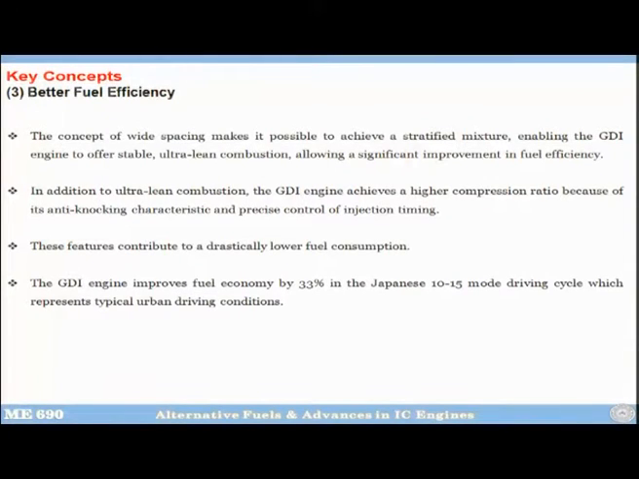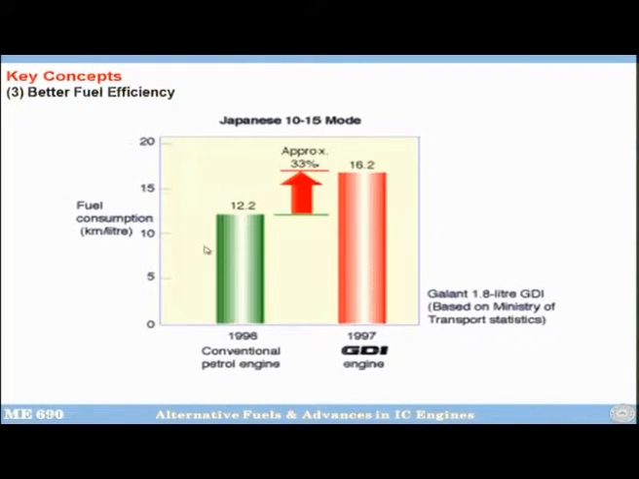So, that means if your engine is giving 12 kilometers per liter, if you replace it with the equivalent GDI engine, you will get 16 kilometers per liter. This is done in the Japanese 10 to 15 mode driving cycle, which typically represents urban driving conditions. So, this is shown here. This is the conventional engine and this is the GDI engine, and here you can see, for the same type of engine, the efficiency improved by more than 33%. Okay.